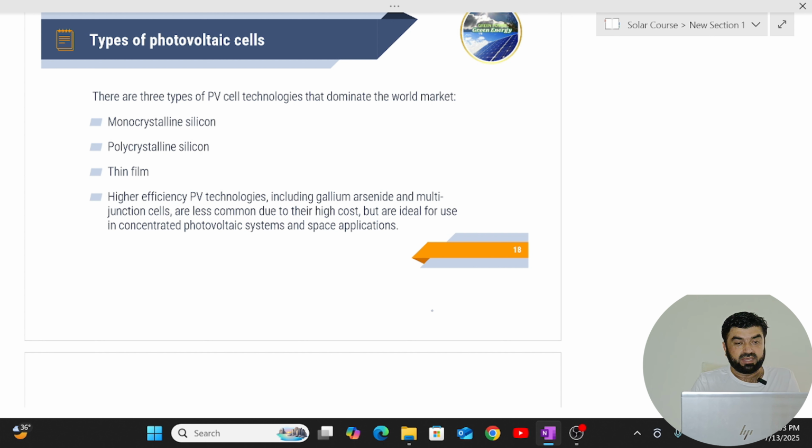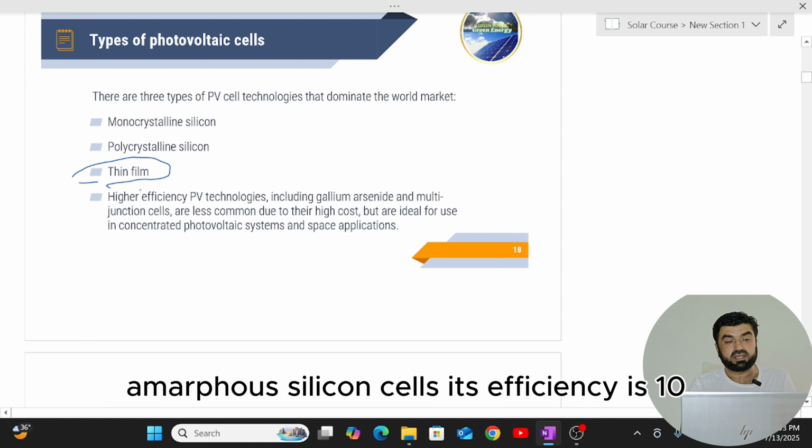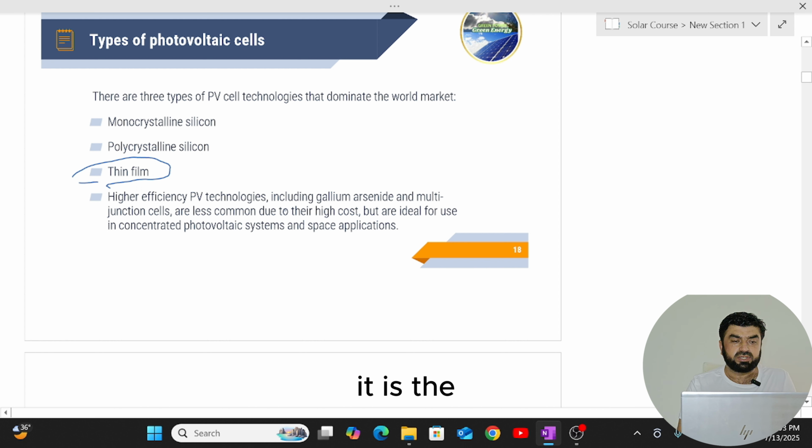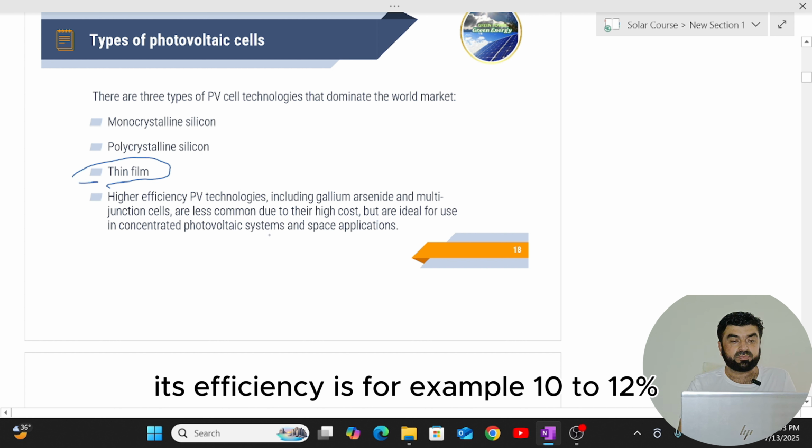And thin film, we discussed this one. This one is amorphous silicon cells. It is cheaper than monocrystalline and polycrystalline. Its efficiency is, for example, 10 to 12%.